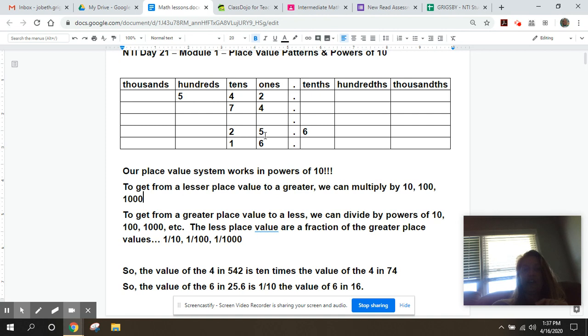If you're in a greater place value, you're either 10 times, 100 times, 1,000 times the value of another digit. Or if you're talking about the number that's in a lesser place value, like tenths, or in this case, this 4 in the ones compared to this one, it would be a fraction of it, a piece of it, a part of it, not 10 times as much. It would be a fraction of it, 1/10.